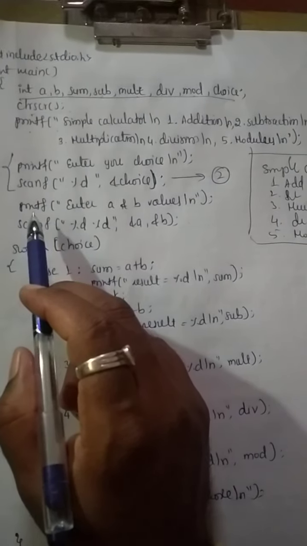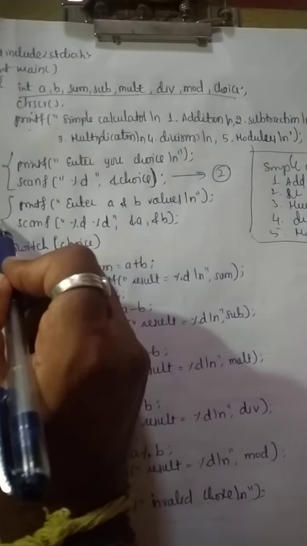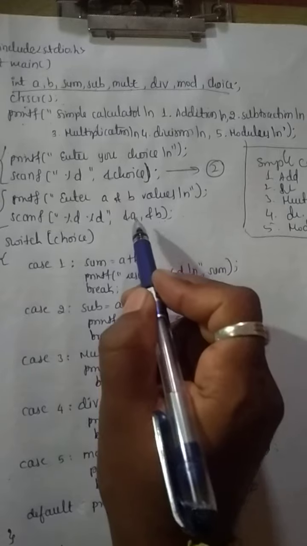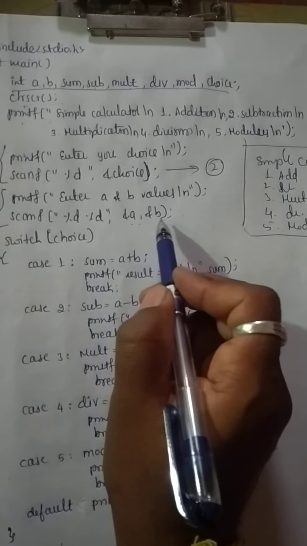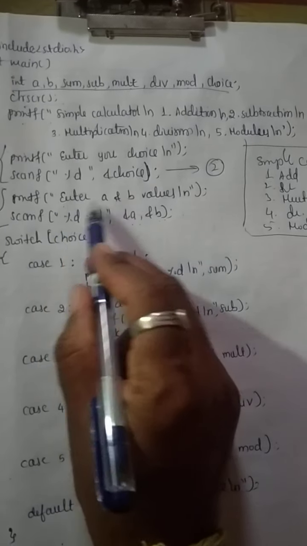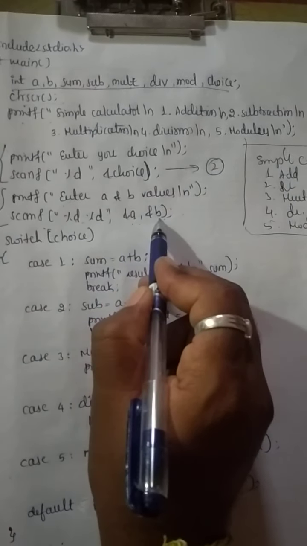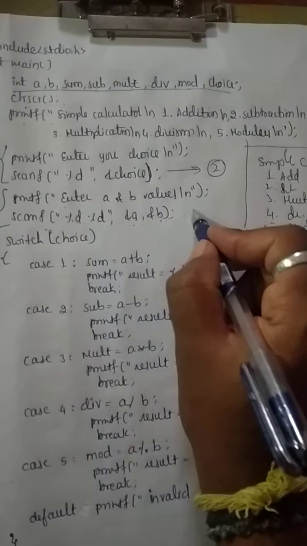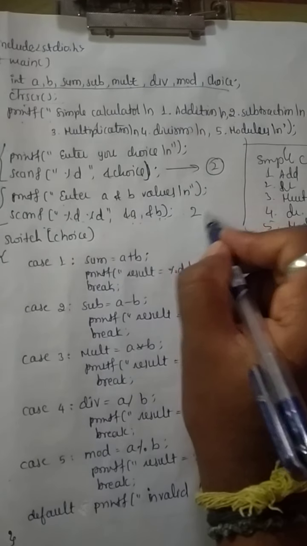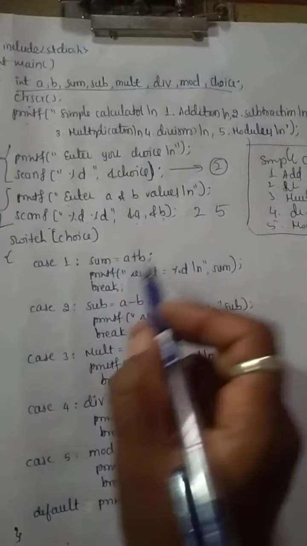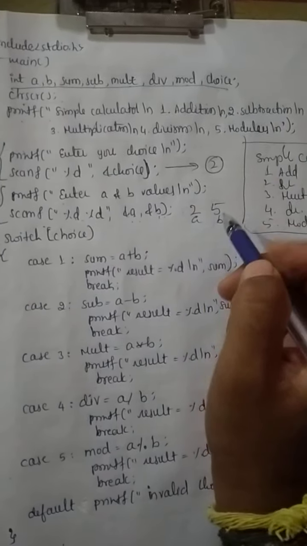Then go for one printf and scanf statement to read the values of a and b. So this is the input you wanted, a value something and b value something. printf "Enter a, b values", scanf two %d, &a, &b. So now I'll enter a value as 2 and b value as 5.